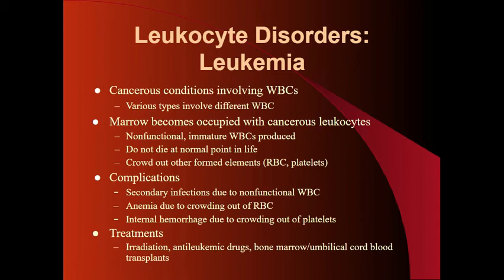They're not able to fight infection, and now they start to crowd out the other formed elements. They start to create less room for the red blood cells, and less room for the platelets. So complications would be secondary infections. If we're producing non-functional immature white blood cells, we're not going to be able to fight off infection. Anemia due to the crowding out of the red blood cells. Internal hemorrhage due to the crowding out of platelets. Leukemia treatments would be irradiation, anti-leukemic drugs, and bone marrow or umbilical cord blood transplant.